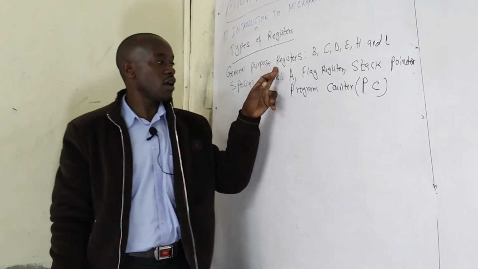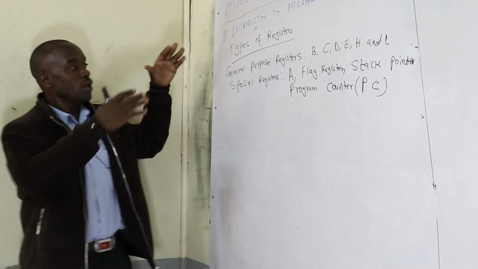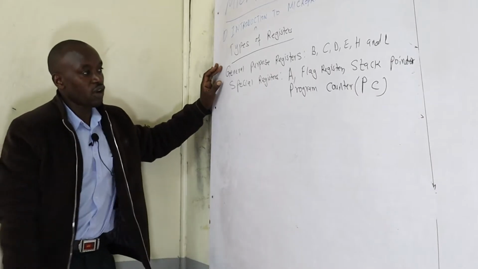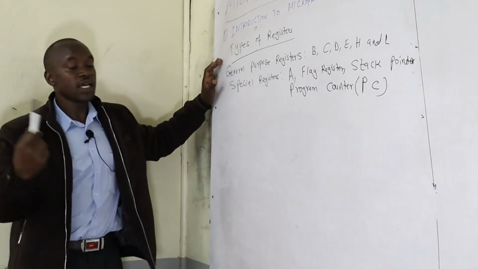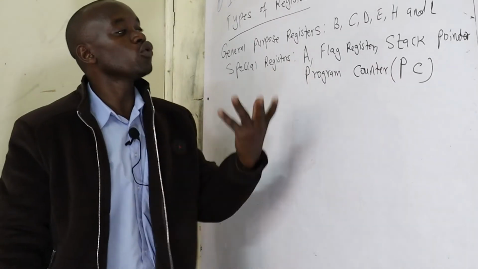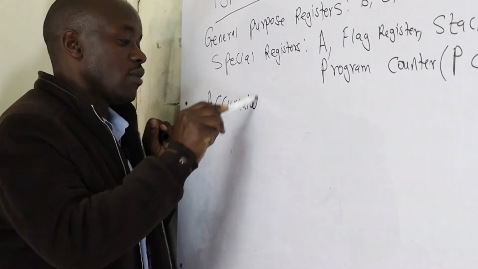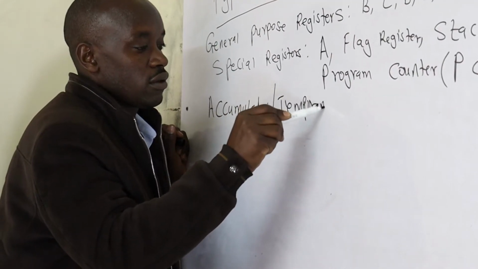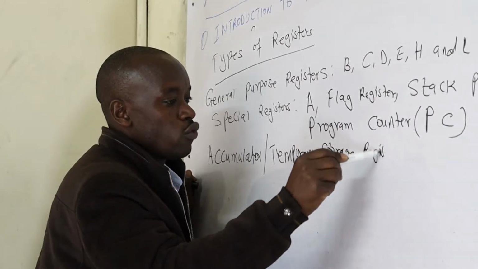General purpose registers, it implies that these registers are being used in the system anyhow or anywhere without any restrictions. So right now register B, C, D up to L in 8080/8085 are general purpose registers. The special registers, let us try to define what each will do. Let us have the accumulator. Another name for the accumulator, you might get some books, they call it temporary storage register.